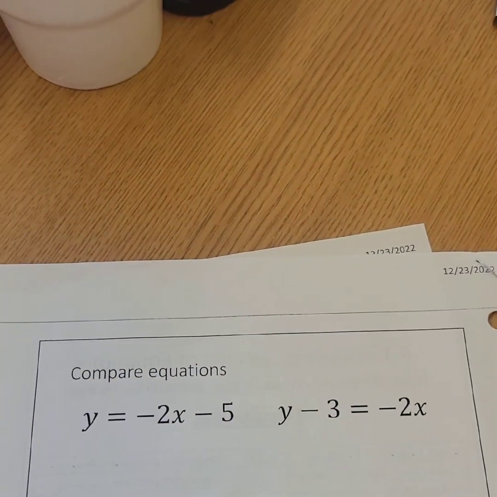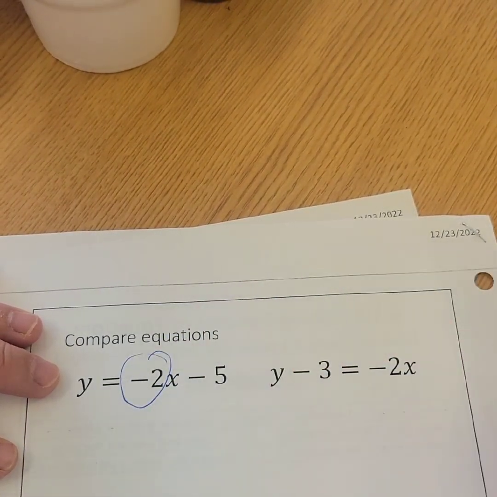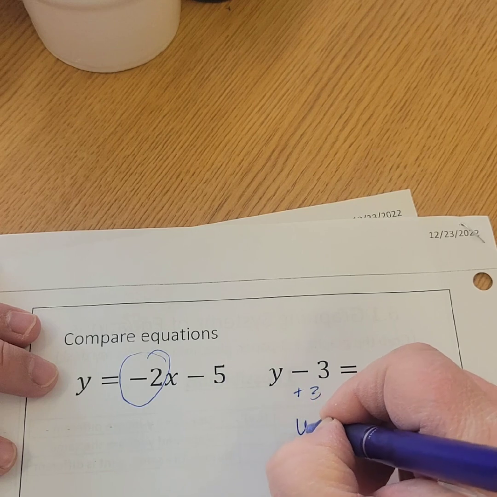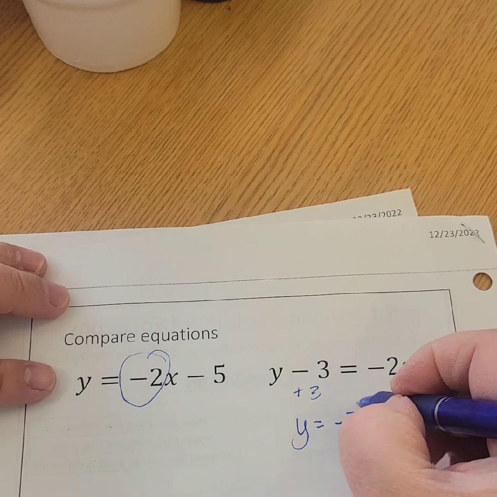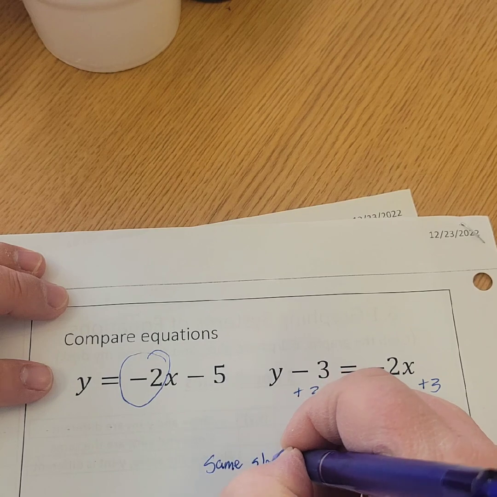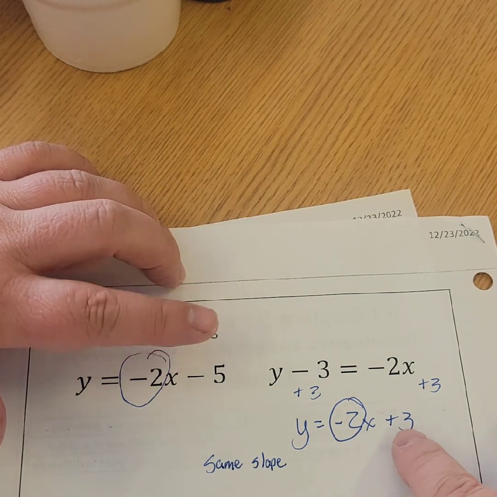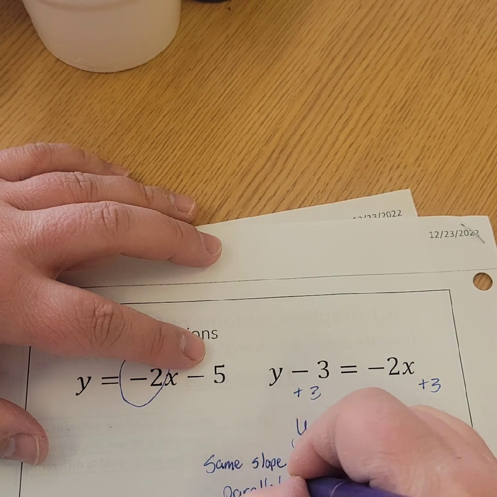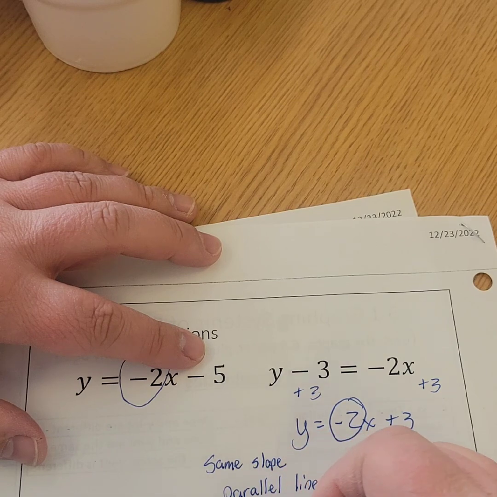Then, let's look at this one. This one's already solved. So we have a solution, we have a slope. This one is not. So we're going to add 3 and move it over here. So we have y equals negative 2x plus 3. If we look here, we have the same slope. So they can either be the same line or they can be parallel. Well, because their y-intercepts are different, these have to be parallel lines. So then it's no solution because they never cross.